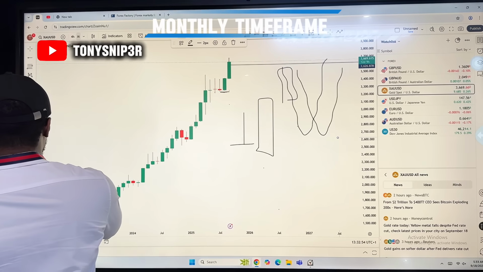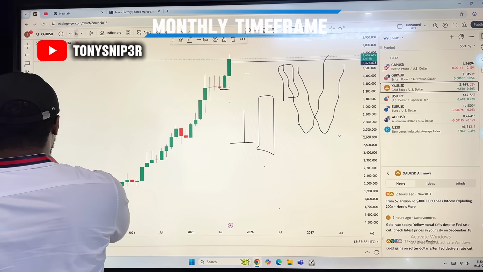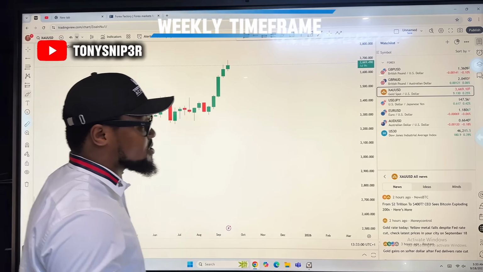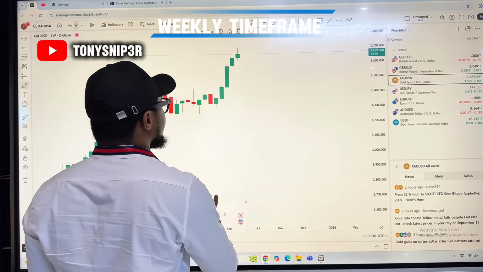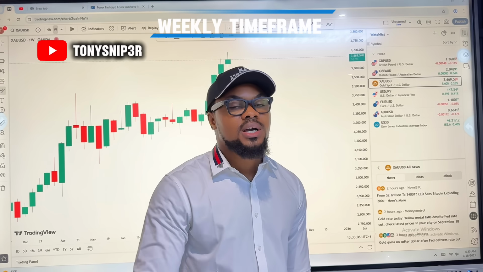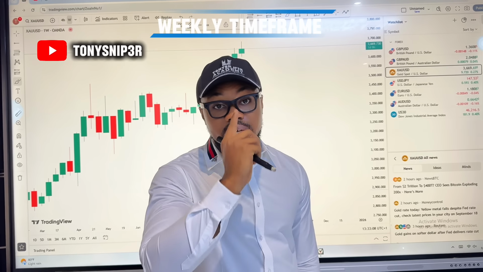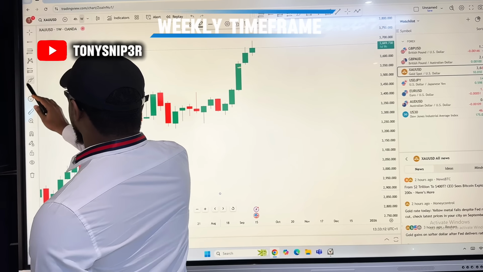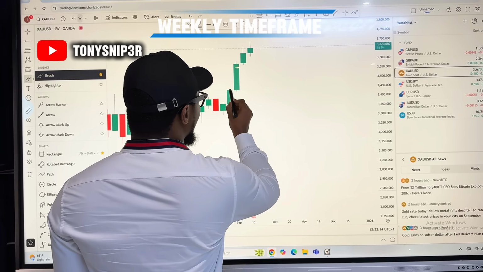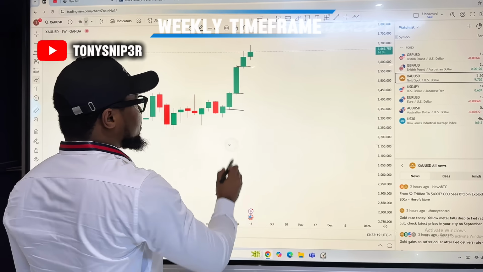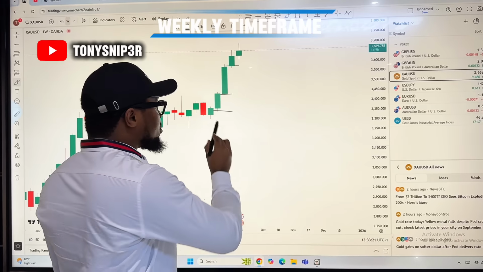Then you move, as usual, to the weekly time frame. Remember, this is a top-down analysis video. Now, when you come to the weekly time frame, what do you want to pay attention to? The last 3 candles. Don't forget that rule. Now, where are the last 3 candles? 1, 2, and 3. Now, the last 3 candles were actually bullish.